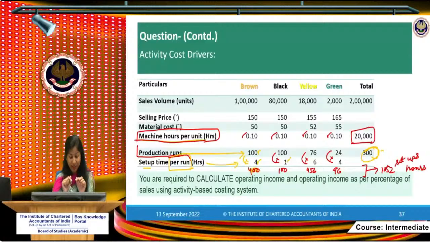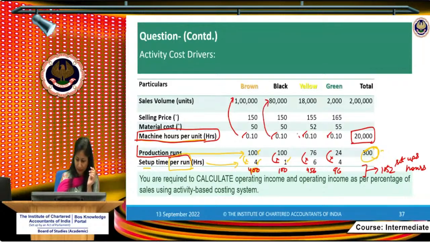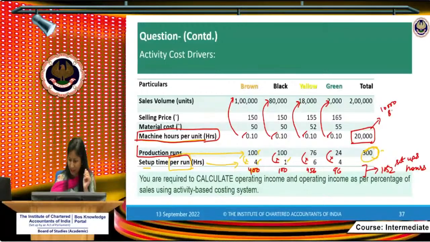This information of hours is given per unit, so you need to multiply this by units. And what do we get? Its breakup would be 10,000, 8,000, 1,800 and 200. Total is 20,000. I hope it is clear how this 20,000 came.